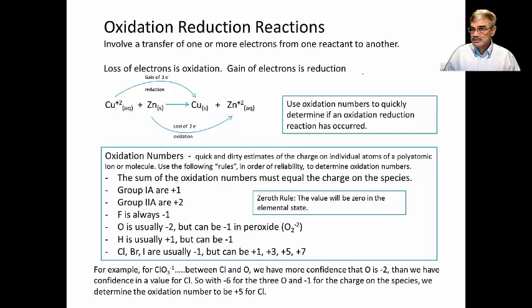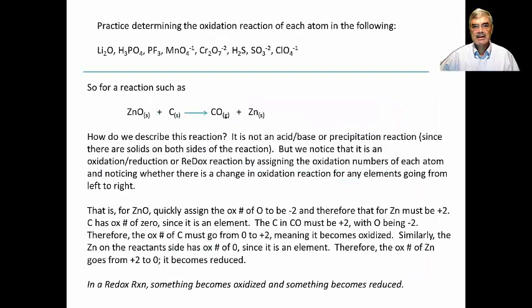And why do we resort to quick and dirty? Because we want to move fast, because we're looking at reactions and we want to determine if an oxidation reduction process has taken place. Basically, that means, has something become oxidized and has something become reduced in a reaction? Are the oxidation numbers changing between the reactants and the products?